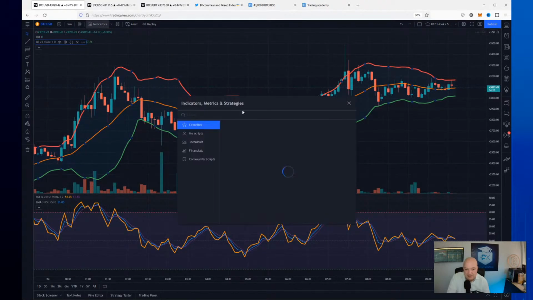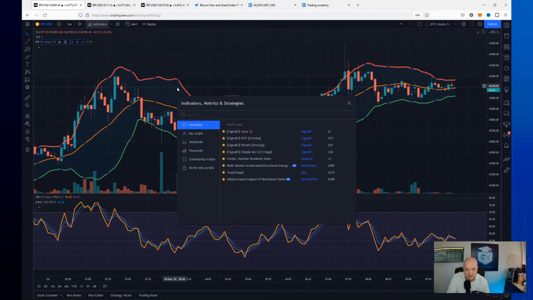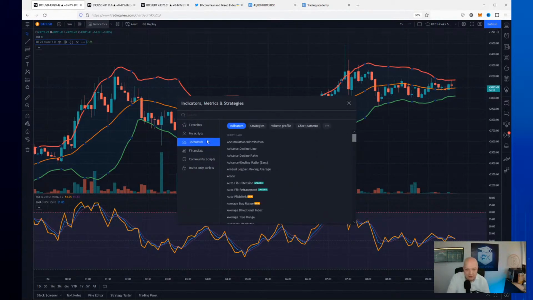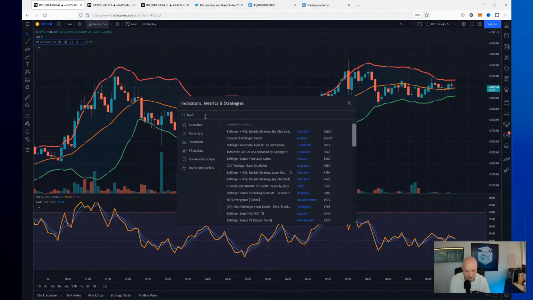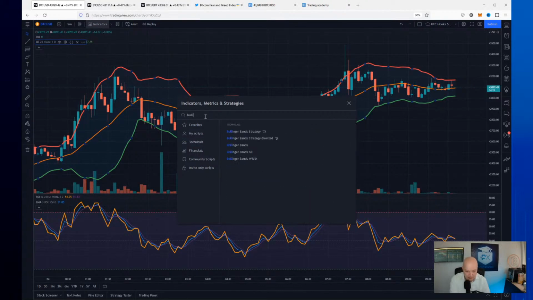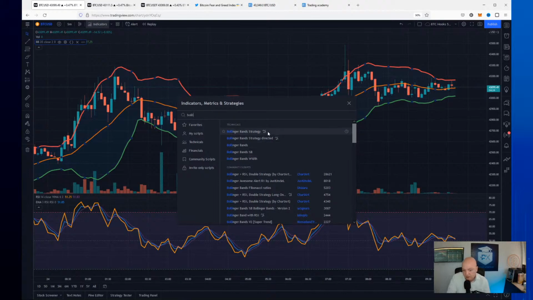You'll find indicators on TradingView always here. If you click on indicators, and if you then go to technicals, and you, for example, can use the search function here, Bollinger Bands, and then you'll find numerous different Bollinger Bands, also some strategy. So this is the one you want, Bollinger Bands, plain vanilla.